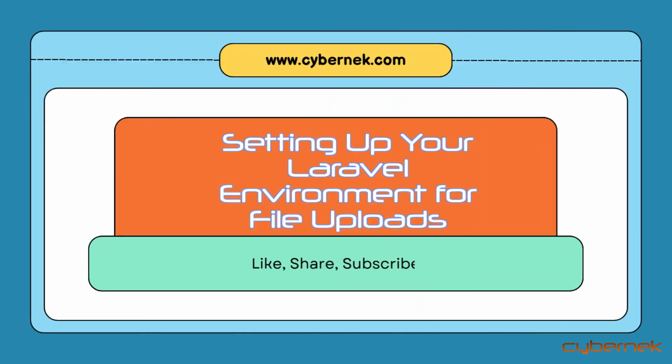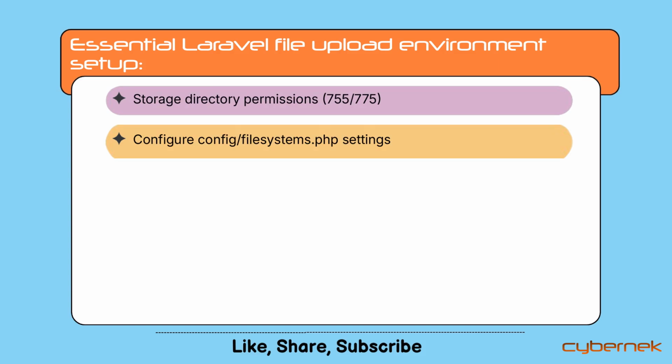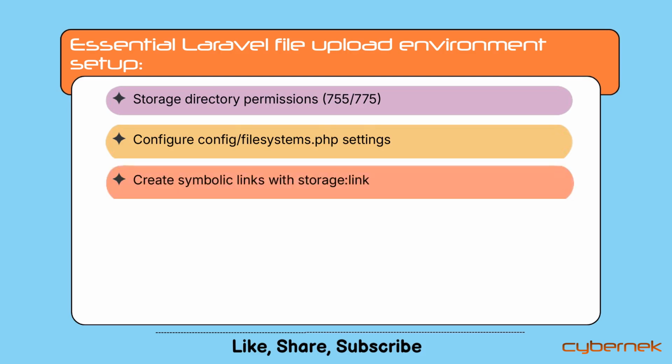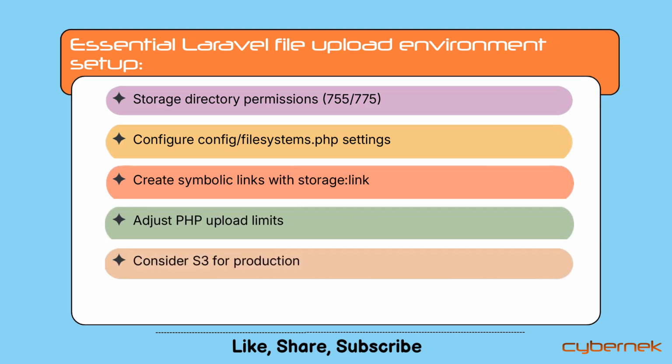Setting up your Laravel environment for file uploads. Essential Laravel file upload environment setup. Ensure your storage directory has proper write permissions, 755 or 775. Configure your file system settings in config/filesystems.php. Set up symbolic links for public file access using php artisan storage:link. Adjust your PHP upload limits in php.ini if needed: upload_max_filesize, post_max_size. Consider using cloud storage like S3 for production environments.